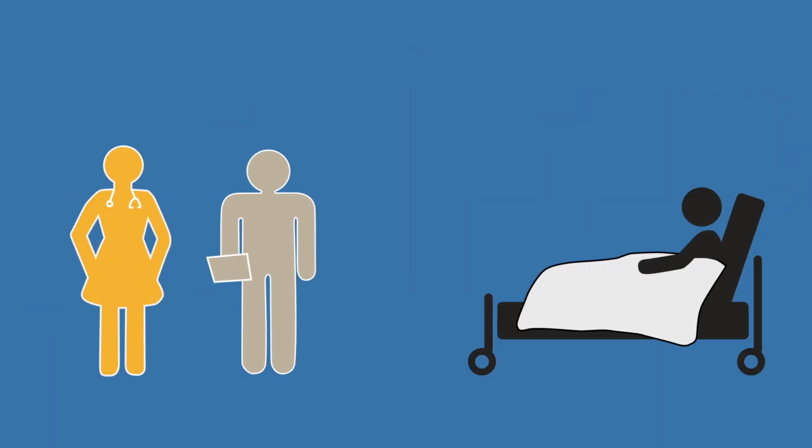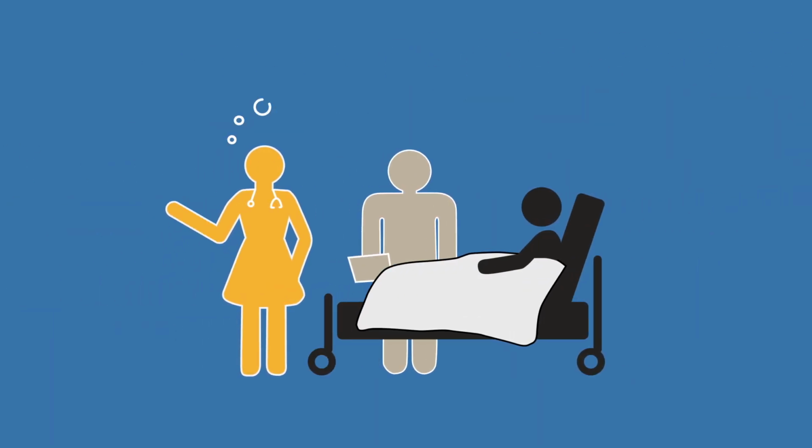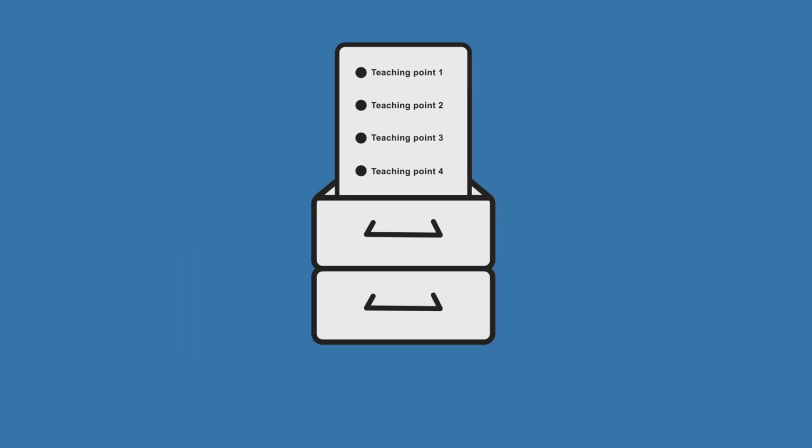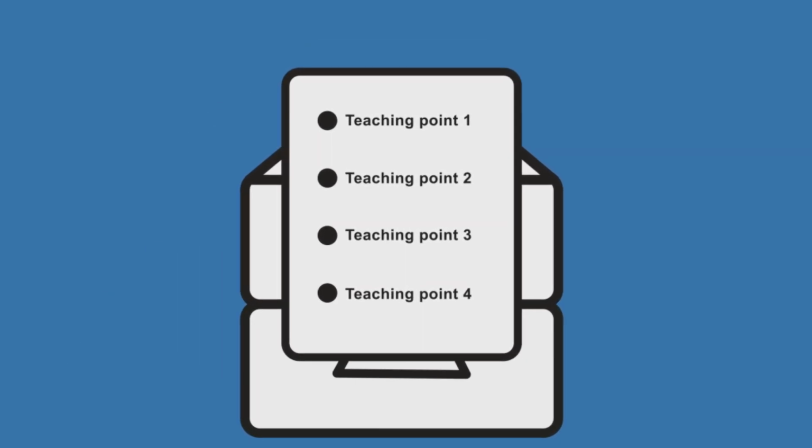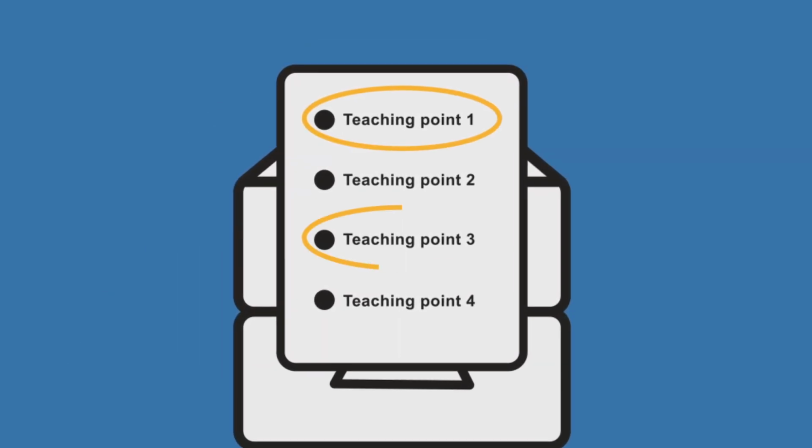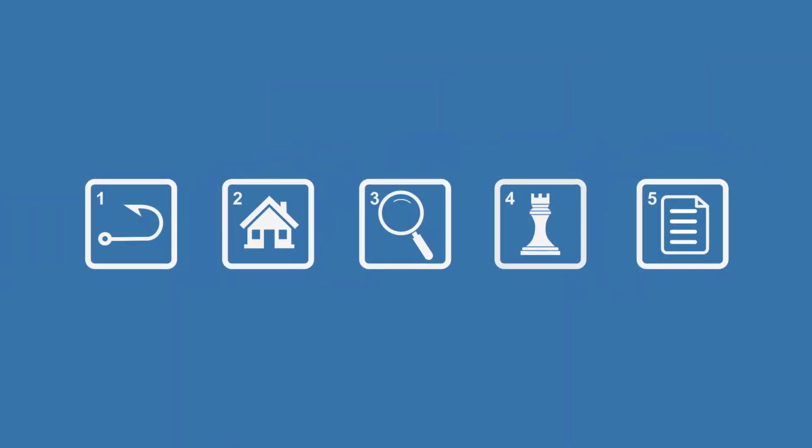For example, if a learner presents a patient with new onset anemia, the educator then pulls open their brain's filing cabinet of teaching scripts, identifies what teaching points are relevant in the moment, and then teaches. All great teaching scripts are composed of 5 primary elements.